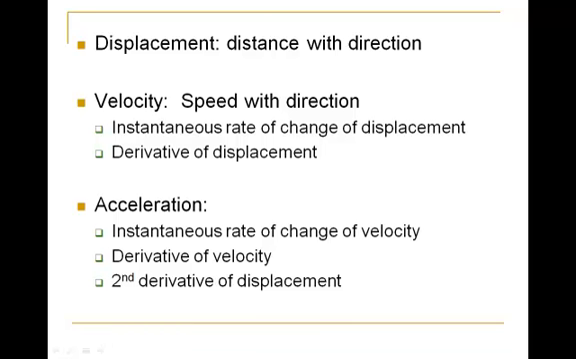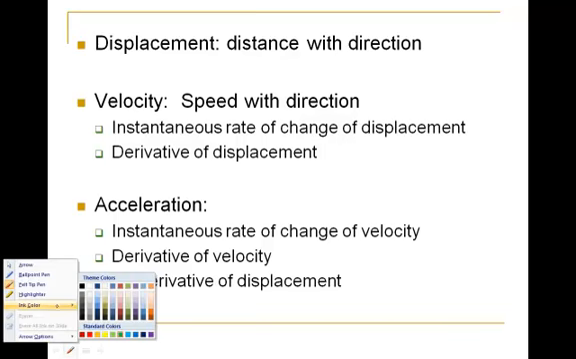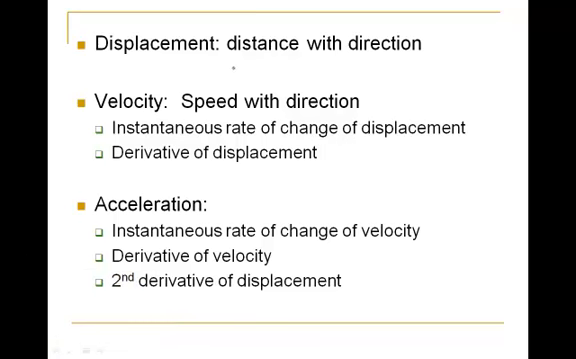Displacement is distance with direction. Distance is measured as an absolute value, whereas displacement is measured with a sign. So if our displacement is positive 3 miles, that means we have gone forward or up 3 miles, and if displacement is negative 3 miles, that means I've gone backwards or down. Velocity is speed with direction. Now velocity is also the instantaneous rate of change of displacement, or in other words, the derivative of displacement.